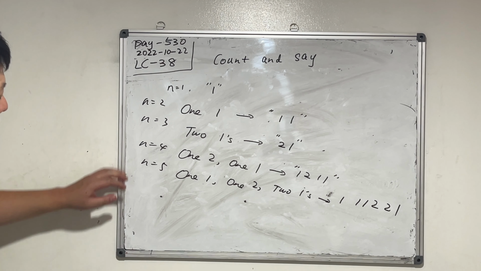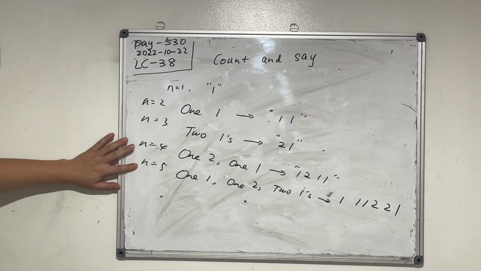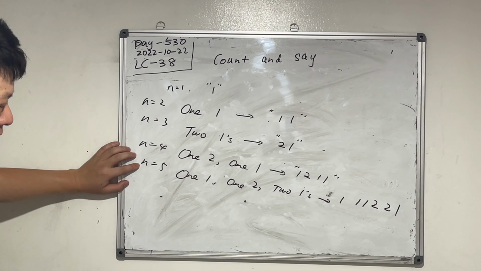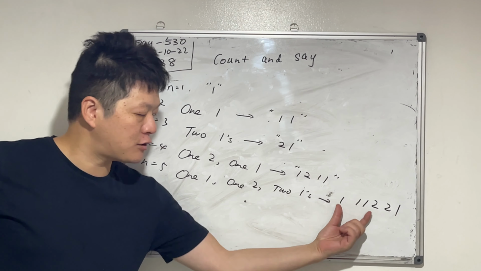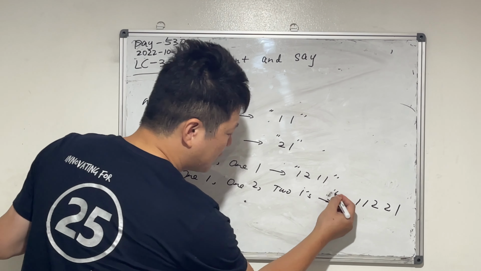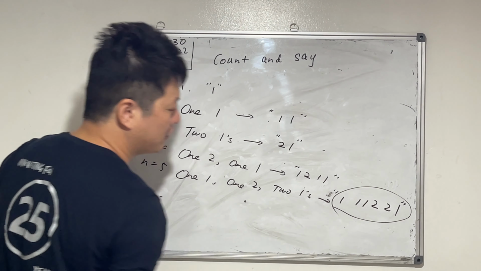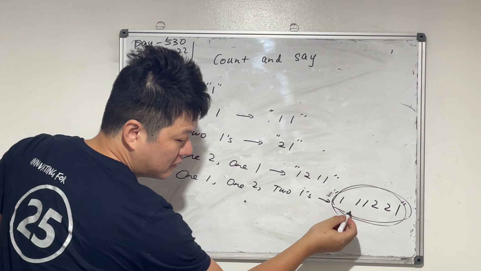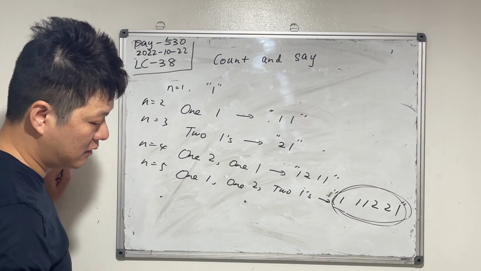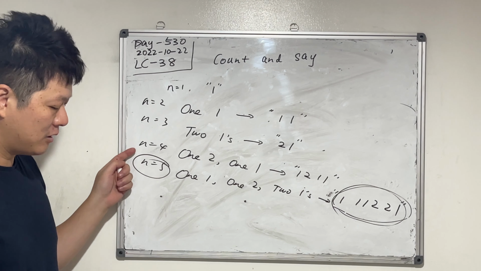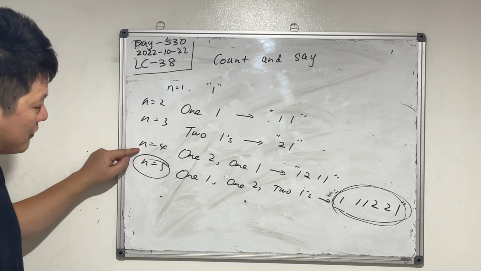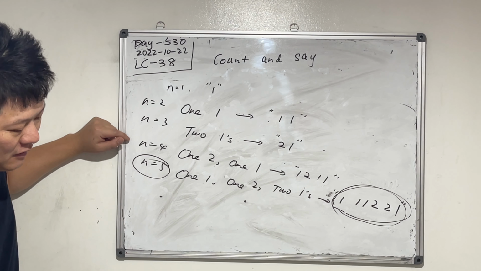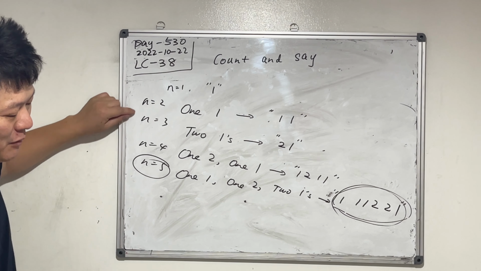For example, if we want to solve n equals 5, what information do we need before solving it? We need to return a string. Before we return this, what information do we need? How do we get this number? By the count and say sequence, n equals 4. Well done, exactly, n equals 4. And in order to figure out n equals 4, what do we need? n equals 3. Exactly, and then coming back to n equals 1.